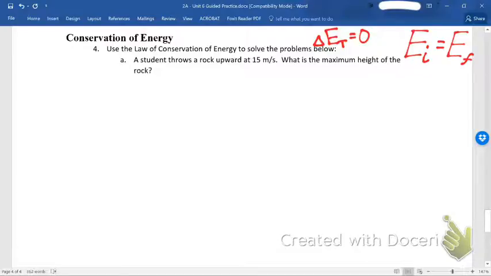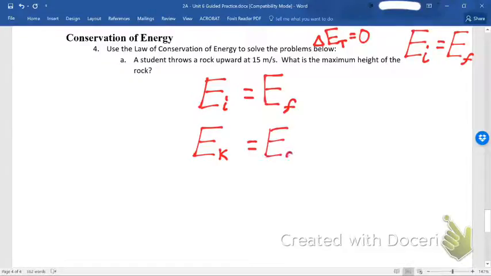So part A says, a student throws a rock upward at 15 meters per second. What is the maximum height of the rock? So this requires some interpretation. First of all, I see a student throws a rock upward at 15 meters per second. We are talking about that initial energy there. That is a kind of kinetic energy, because we're talking about it being thrown, we're talking about its velocity. And then it asks what's the maximum height of the rock. So we're saying that's at the end, the final energy. That's going to be gravitational potential energy.